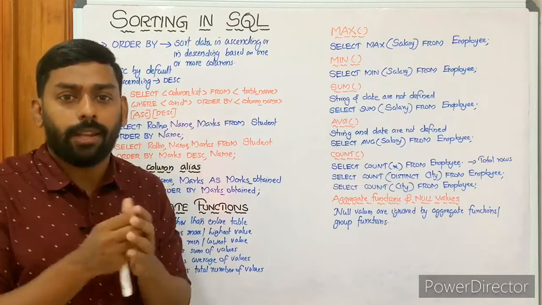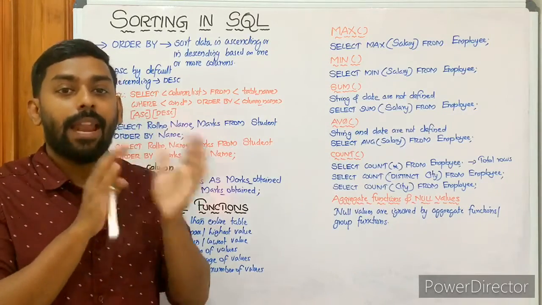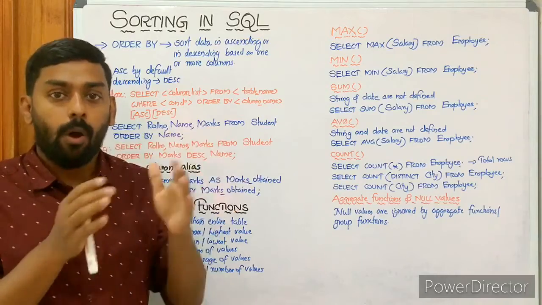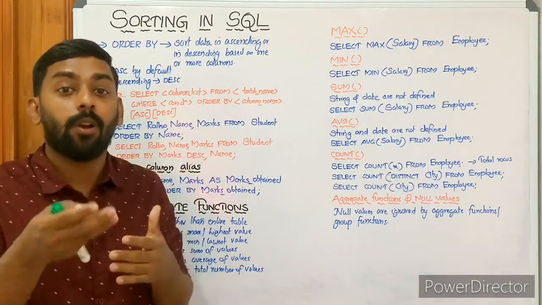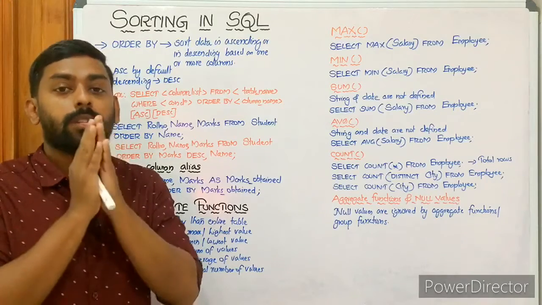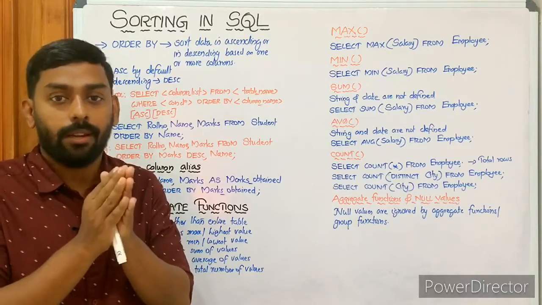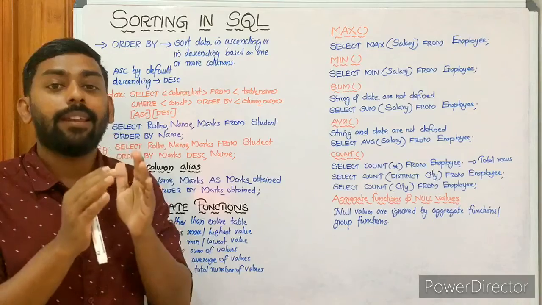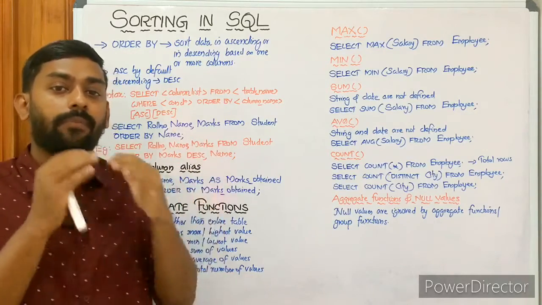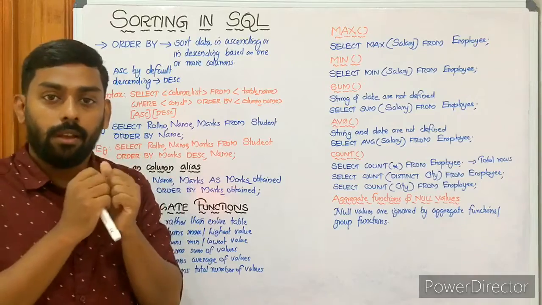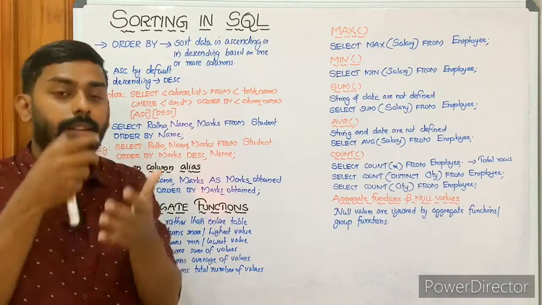Actually, do you know what sorting is? Sorting means arranging the elements in a column or in a table in some specific order, either in ascending order or in descending order. So sorting is a process of arranging or organizing the elements in either ascending or descending order. Here in SQL we have the facility of arranging the elements.